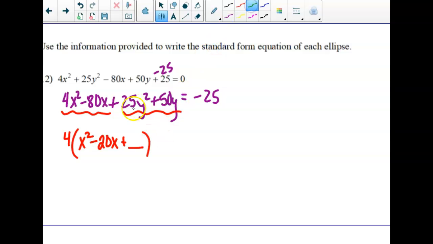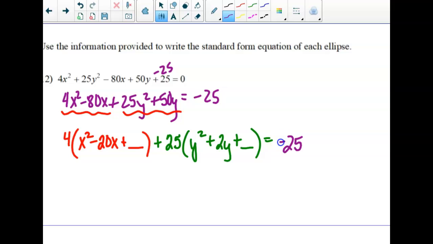All right, and then back here, what are we going to take out of those y's? The coefficient of the y squared would be 25, so we're going to take that out, and we'll have y squared plus what? 2y plus blank. And then over here, we're going to have a negative 25 plus a couple blanks. All right, be real careful with your signs.